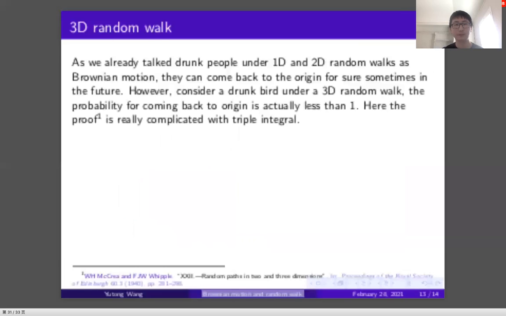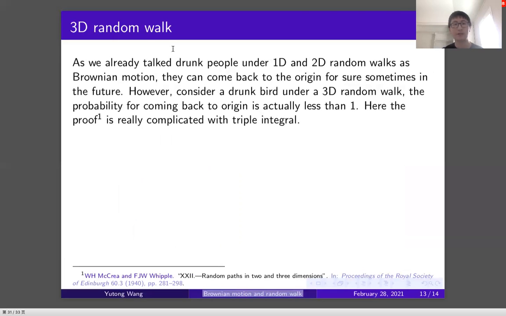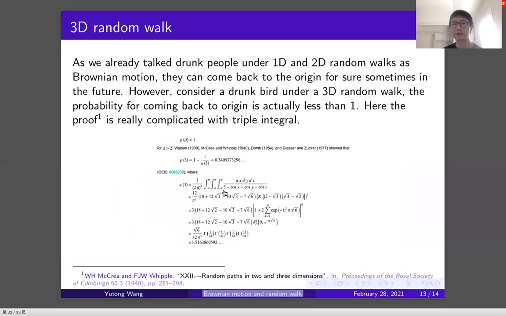For the three-dimensional random walk, there exists a very complicated formula using a triple integral, but we just talk about one dimension and two dimensions specifically. For the third dimension, consider a drunk man: he cannot come back to the origin, because the probability is actually less than one. So you cannot expect he will always come back home.